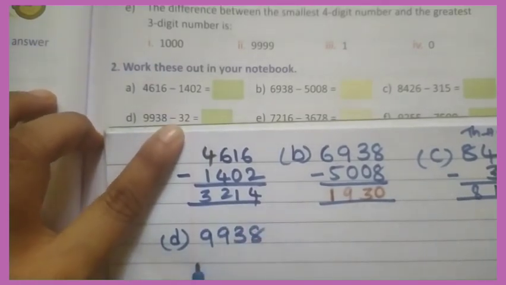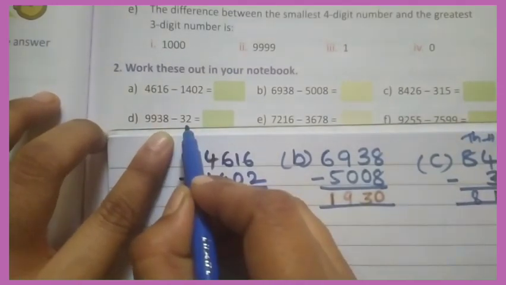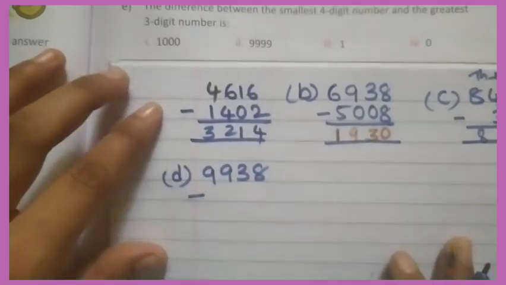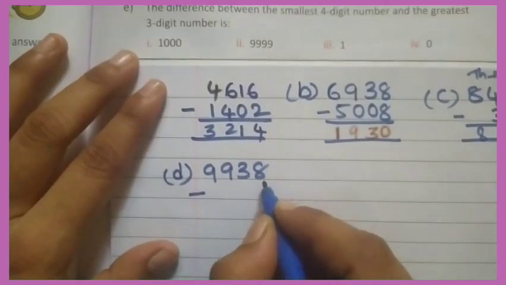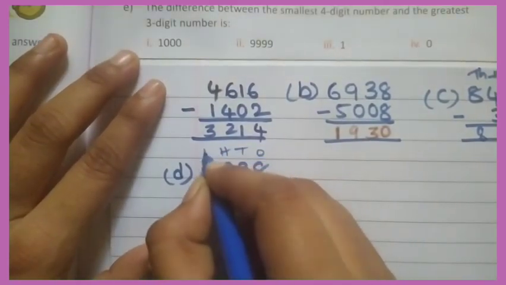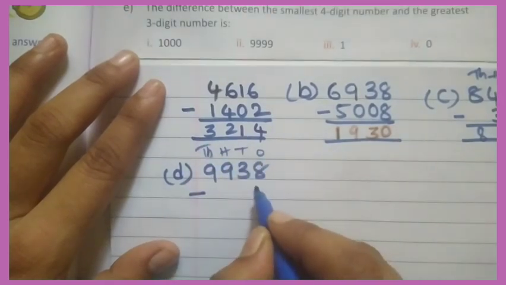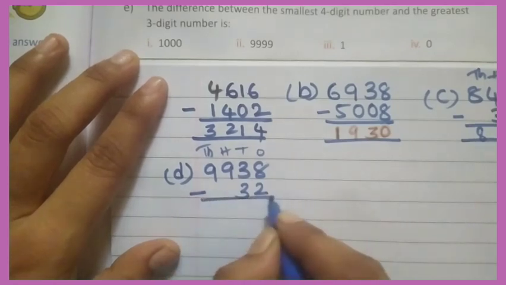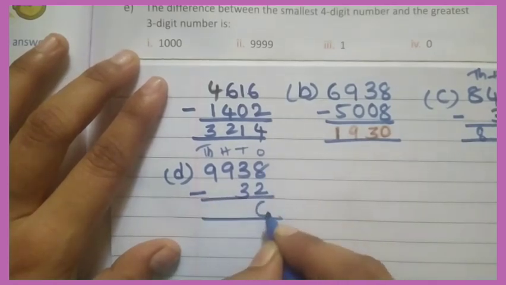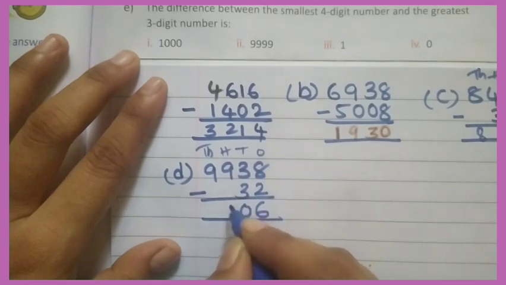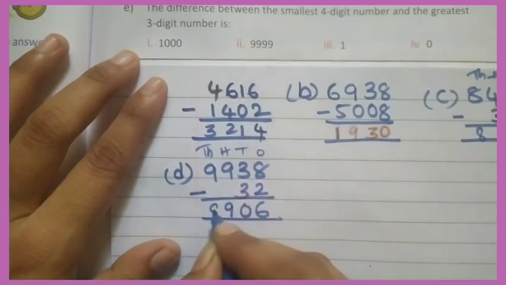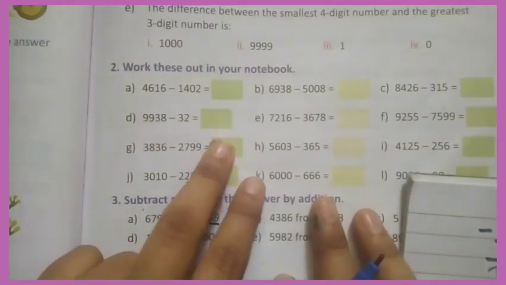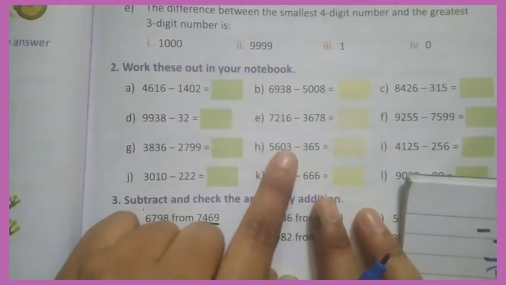Now look at D question. 9938 minus 32 given. 32 is a 2-digit number and 9938 is a 4-digit number. So we'll write 32 here. This is ones, tens, hundreds, thousands. We have to write here 32. Ones, tens. Okay. 8 minus 2, 6. 3 minus 3, 0. 9 will be written as this. Therefore 9906. Okay. Now you have to do these remaining problems.